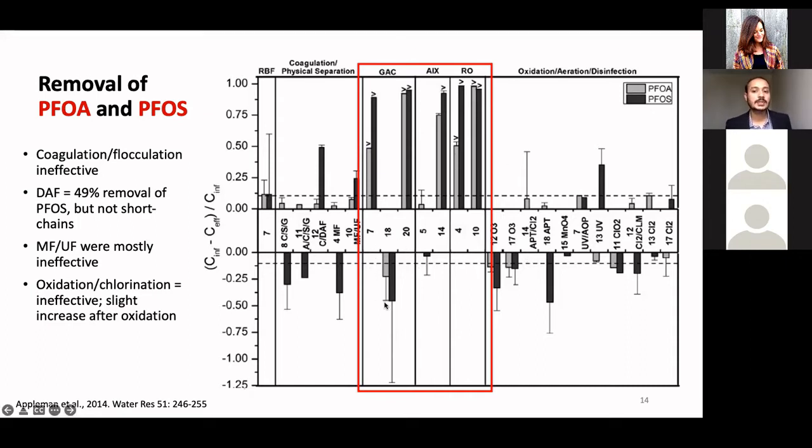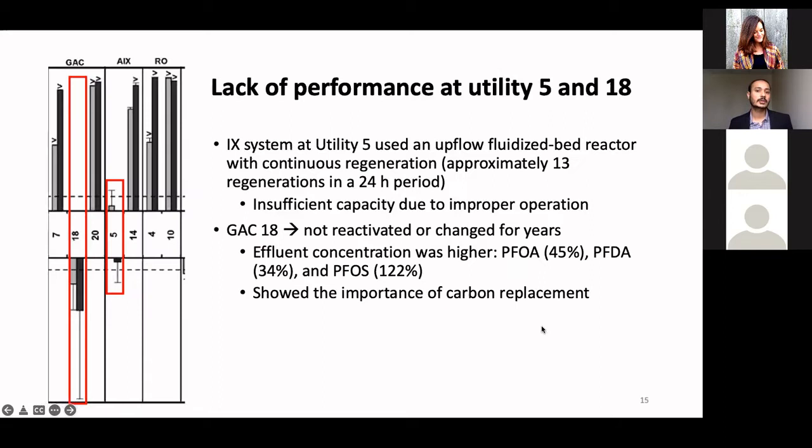Of course, there are some systems that did not perform ideally as expected, and we're going to talk more about it. The lack of performance that was noticed for GAC and ion exchange was explained very well by these researchers. The ion exchange system performed poorly because the system that was studied was not optimized for PFAS treatment in the first place. It used an upflow fluidized bed reactor setup, which is not a typical setup for ion exchange treatment of PFAS. As a result of this improper operation, the researchers concluded that PFAS was not removed by this ion exchange system.